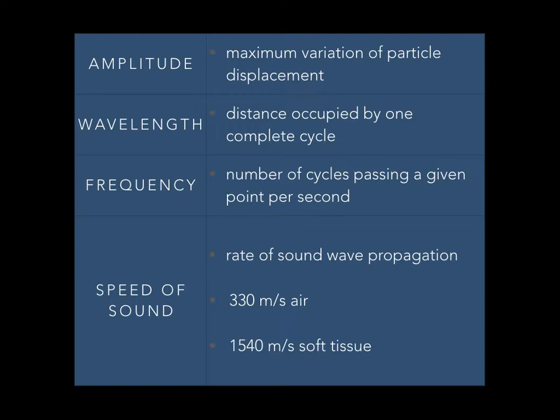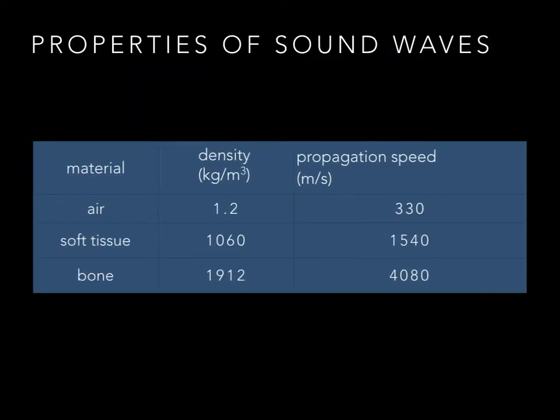Speed of sound refers to the rate at which sound waves propagate through a medium. Speed of sound in soft tissue is much lower than in bone. The speed of sound is determined by the density and the compressibility of that medium. Bone is much less compressible than soft tissue, hence the speed of sound in bone is much higher than in soft tissues or in air.